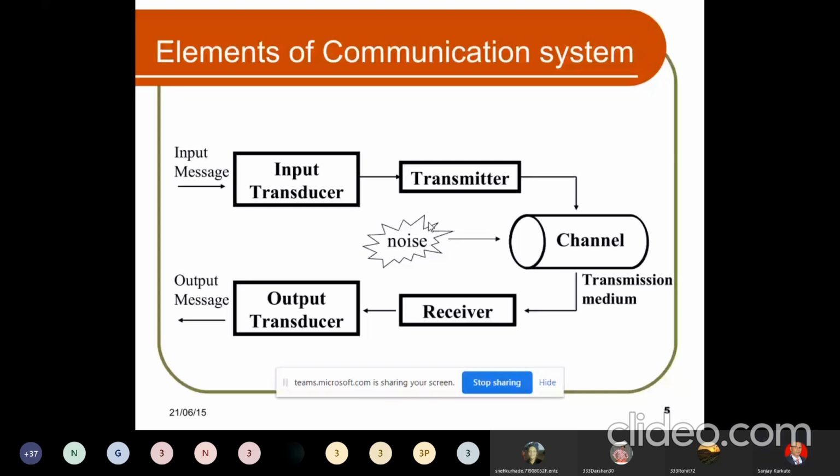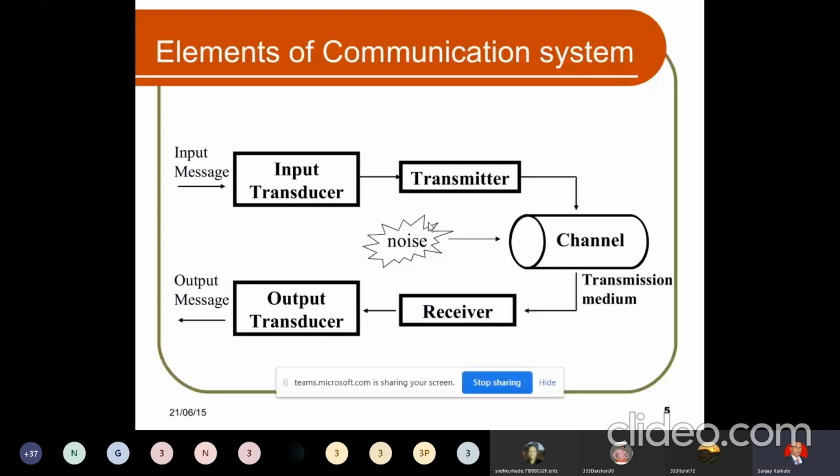And then after the channel, immediately the receiver part will come in the picture, and again the output transducer. Whatever our input signal is, it may be analog sometimes. Now I am speaking with you, that is an analog signal, correct? And at the output you are getting an analog signal again. So this is a very basic communication system, and we can design it very easily, because very few blocks are involved in the system: transducer, transmitter, channel, receiver, output transducer, like this. So those are very few and simple blocks.